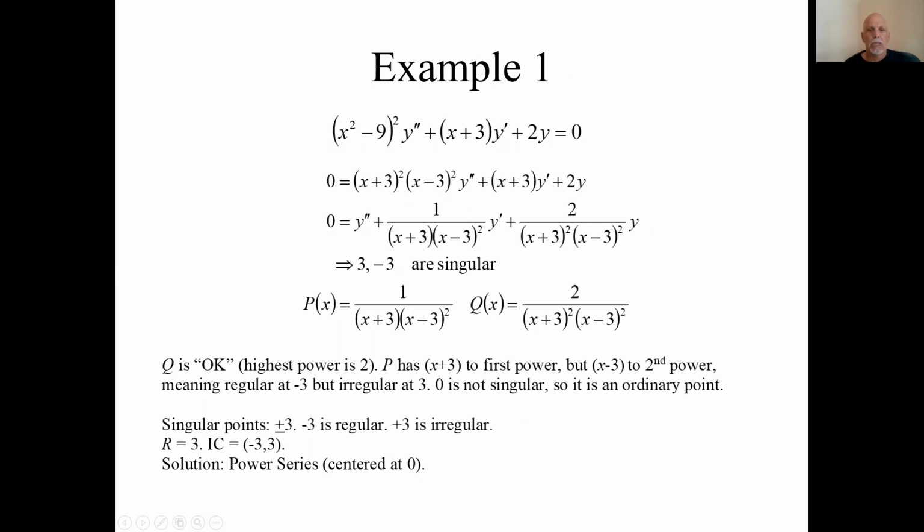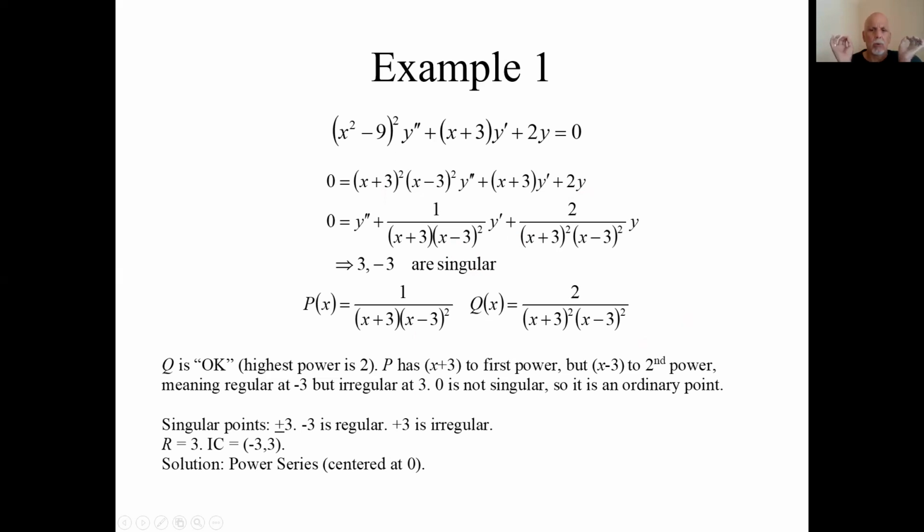Some things will cancel, like this x plus 3 cancels one of these x plus 3. So here's our p after cancellation. Here's our q after cancellation. So we can see that -3 and +3 are the singular points. Here, by the way, are the p and q written out for you.